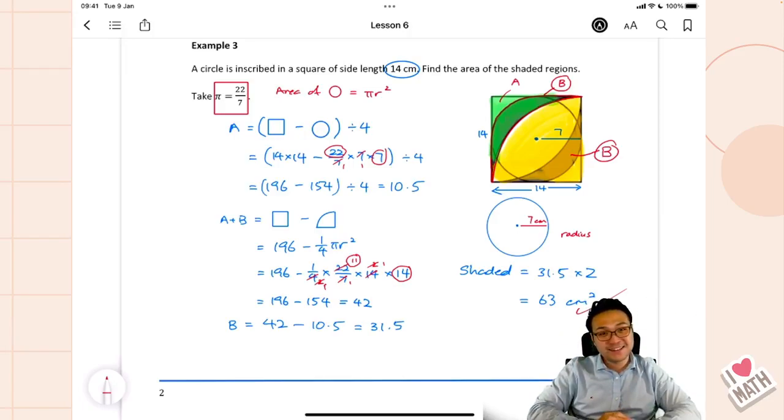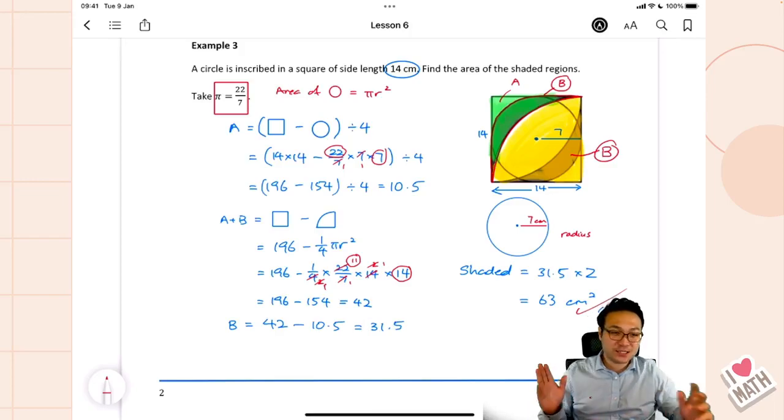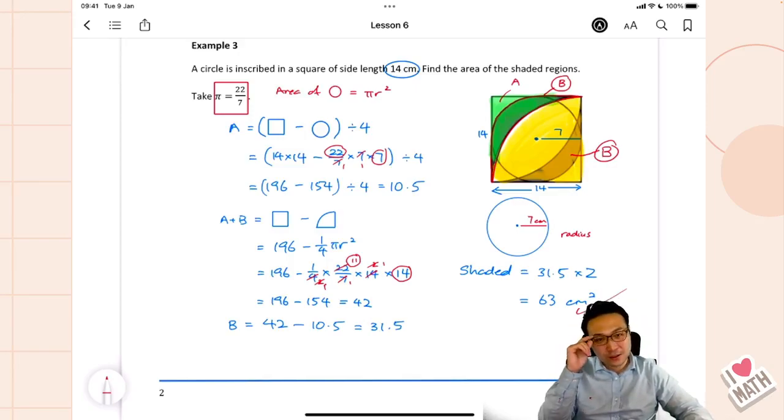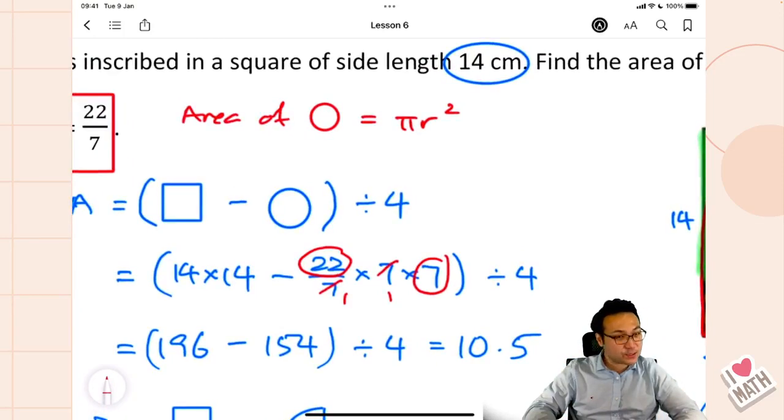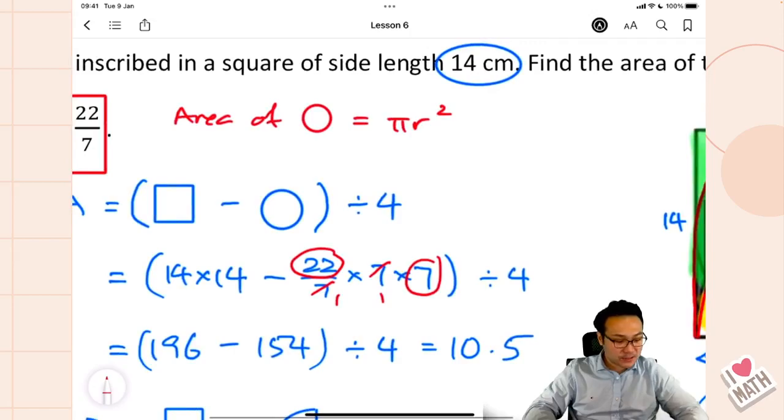Understand? Alright, students, if you have questions, let me know. Okay, and if this is your first time learning circles, don't worry. You are already way ahead of your other classmates who have not learned circles before, right? So how to find area of a circle? I wrote it down here. Pi times r squared. R squared means r times r. Pi times r times r.